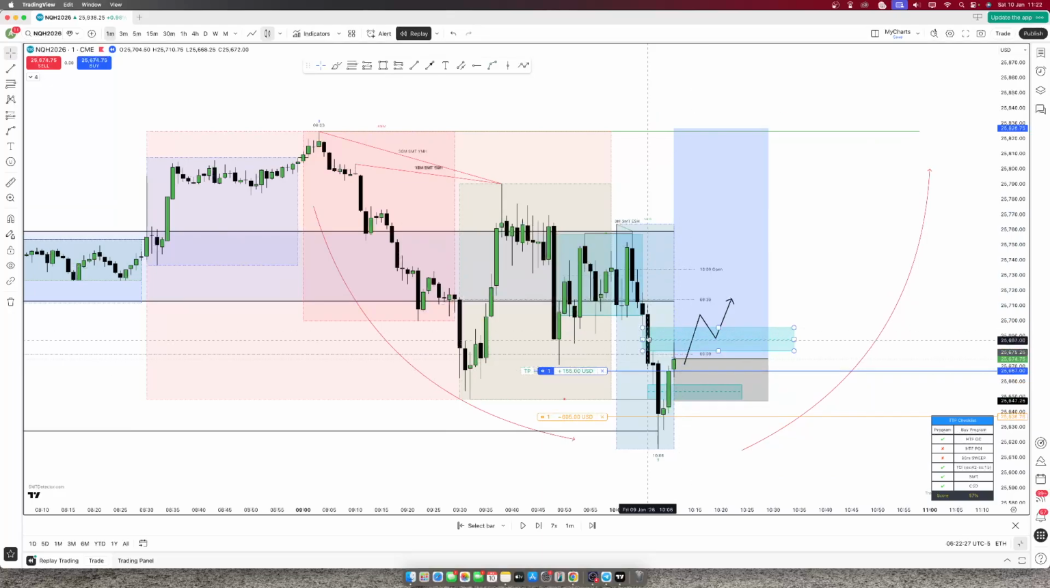So now look, this is an array here. This was acting as resistance. I'm expecting price to break above it and continue higher. Why?